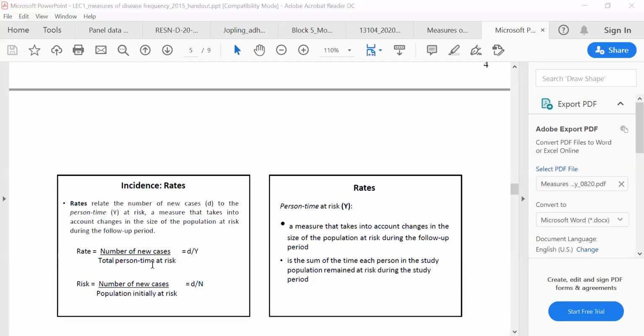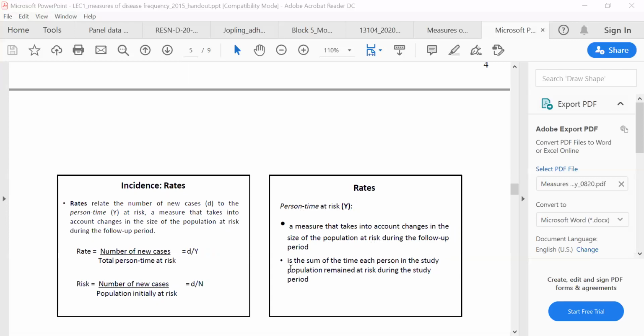So what is this person-time at risk? It's a measure that takes into account changes in the size of the population at risk during the follow-up period. And this person-time is the sum of the time each person in the study contributes.